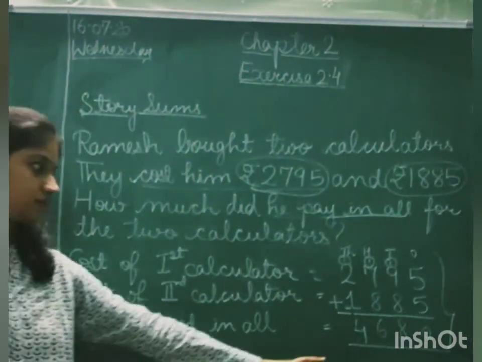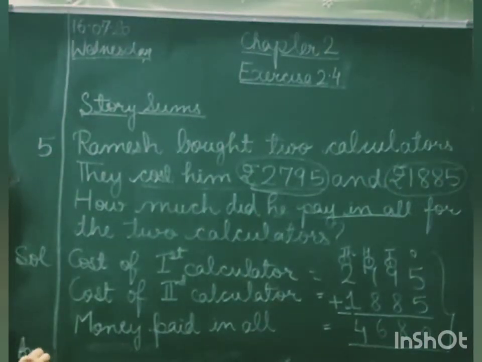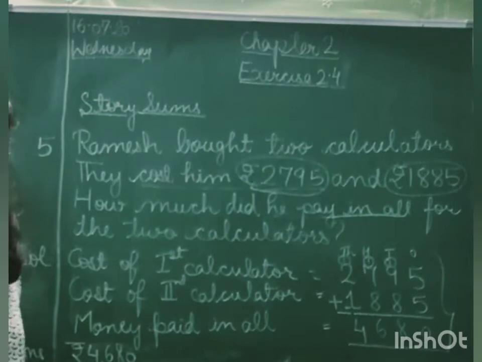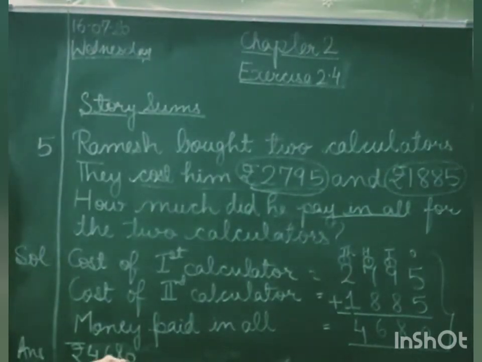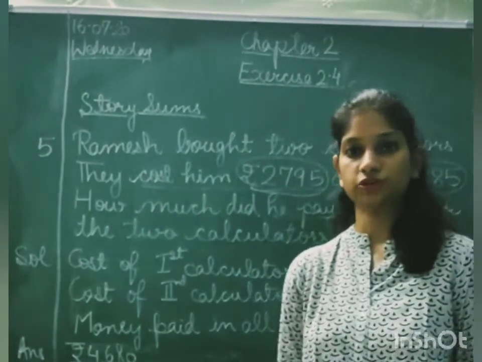4,680 rupees. Okay, so you can write down the answer in the end and you can write down rupees 4,680 and put a comma after. Okay, again in the end write down this answer separately and underline it. Okay, so that's for this question. Now let's move on to the next question.